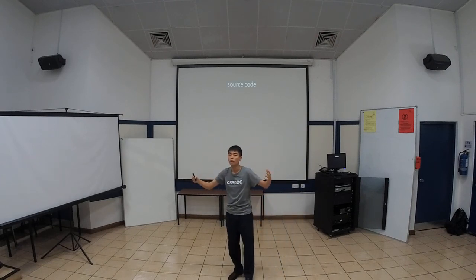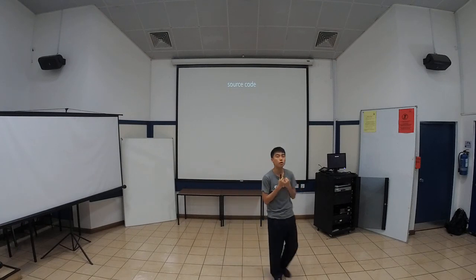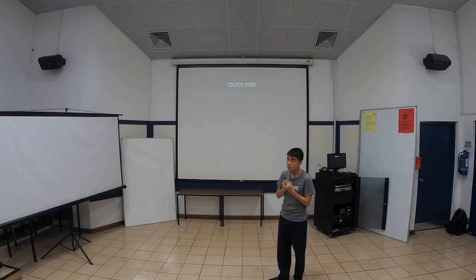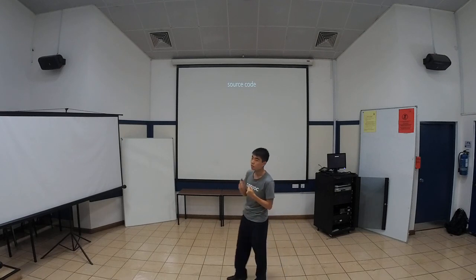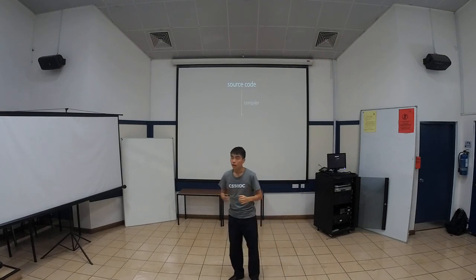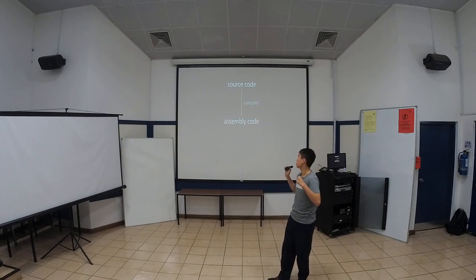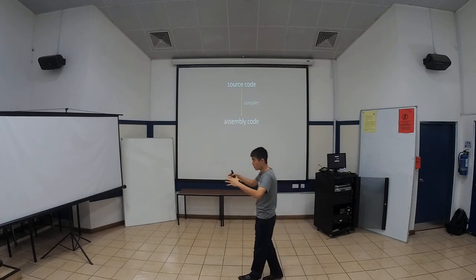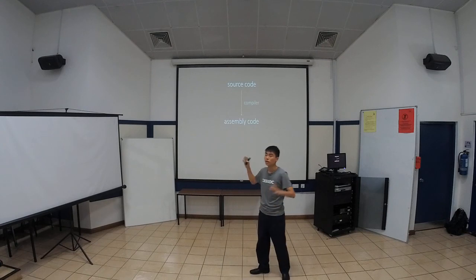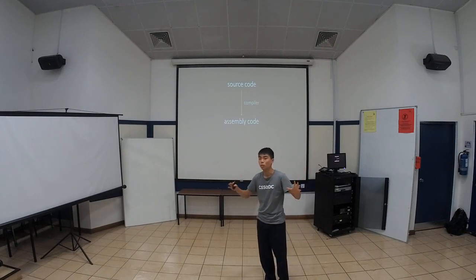It's written in a programming language, in English, in words that we the humans can understand. And the first step to translating that is putting it through something called a compiler. What the compiler does is it takes a piece of source code and outputs what's called assembly code. And we're actually going to see some examples. So if you can't really understand what it is at the moment, that's fine.